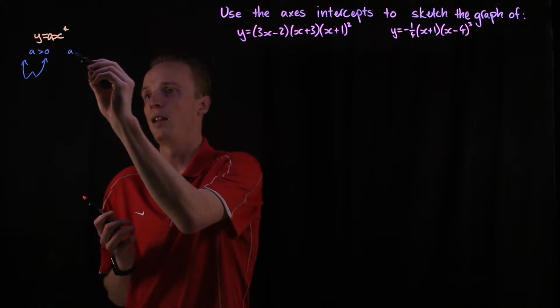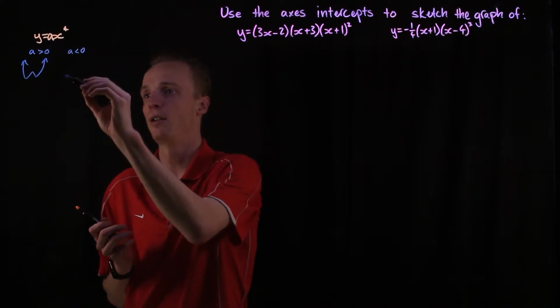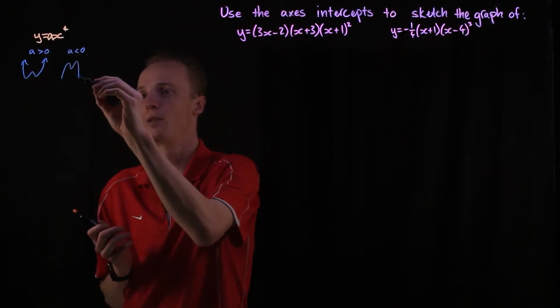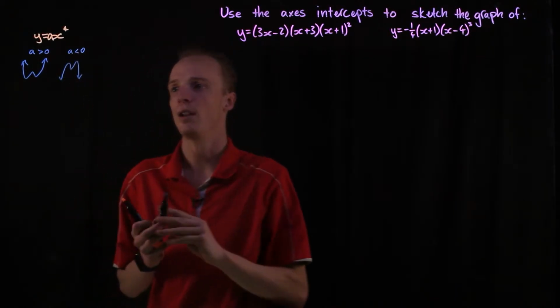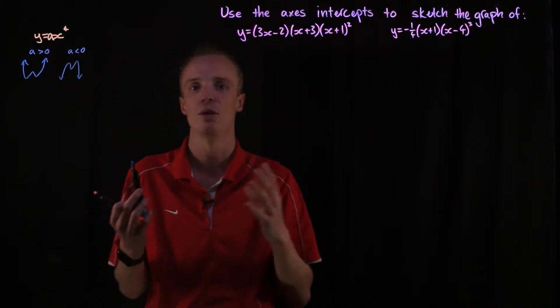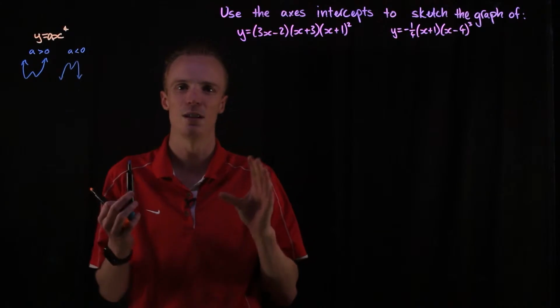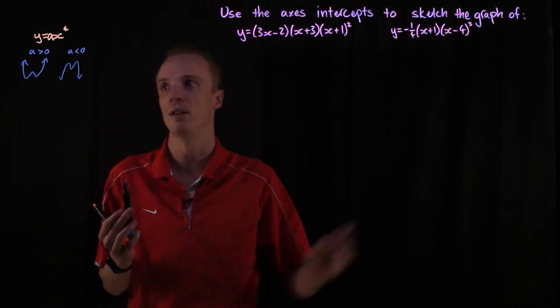Equally, if our a is negative, so it's less than 0, it's going to open downwards, like this. So it's going to have this overall concave type shape to it. So that's the first thing that we have to keep in mind when we're graphing these things.